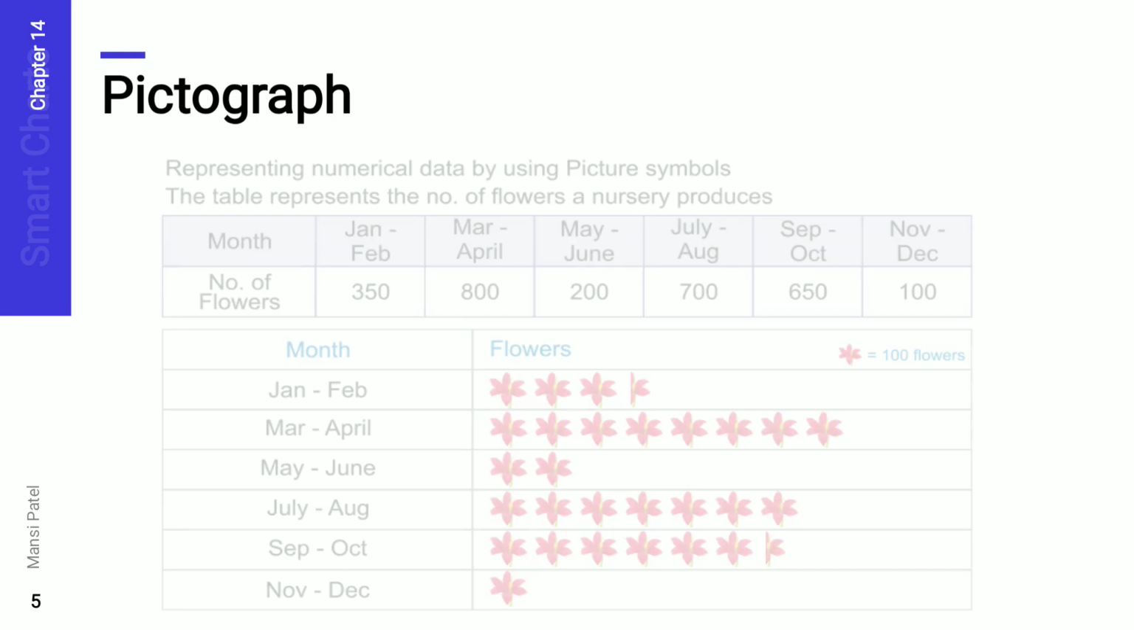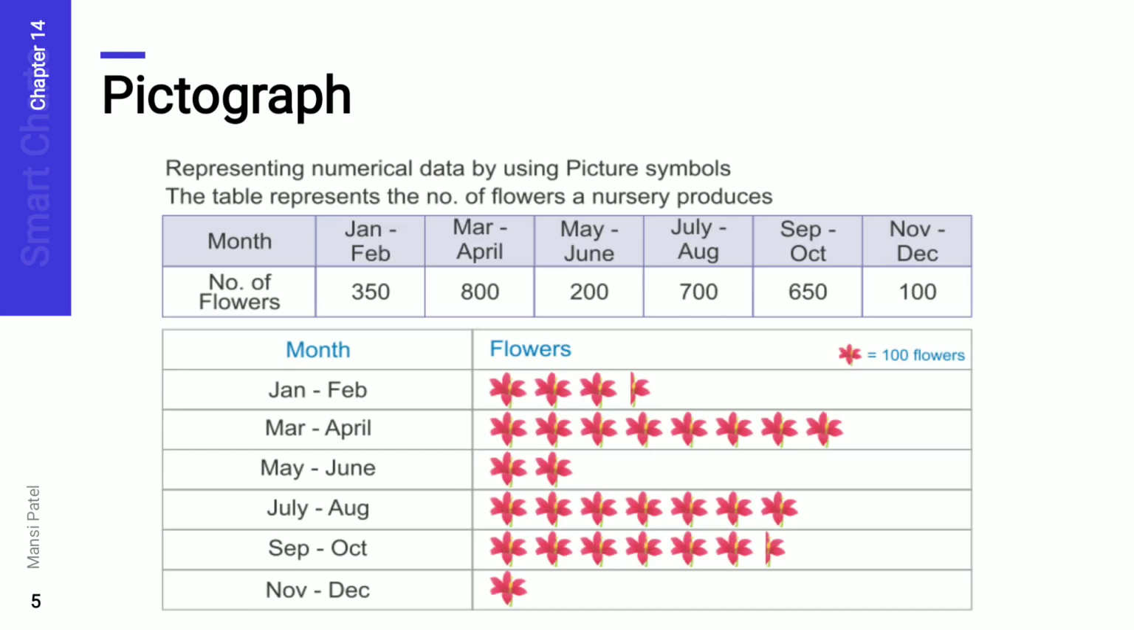Let us see an example of this pictograph. Here they were given some numerical data, and this numerical data you want to represent with the help of pictograph symbols, with the help of some pictures. So here they were given, this table represents the number of flowers a nursery produces. In the month of January, February, how many flowers does the nursery produce? 350. Then in March, April, 800. May, June, 200. July, August, 700. September, October, 650. And November, December, 100.